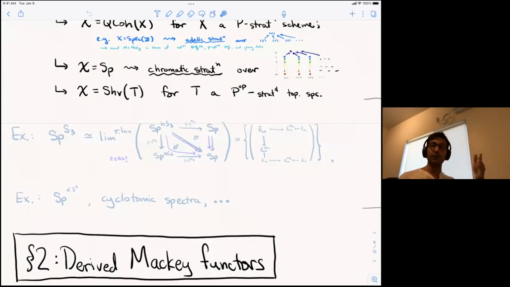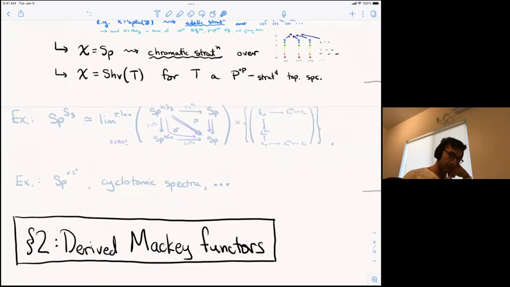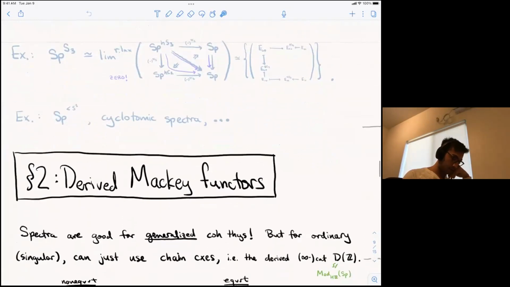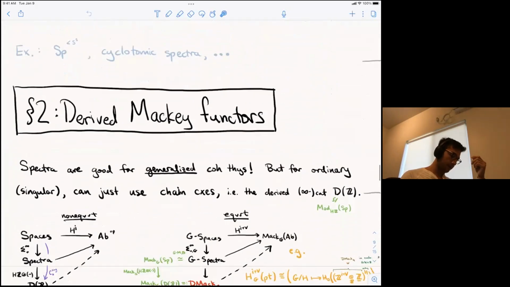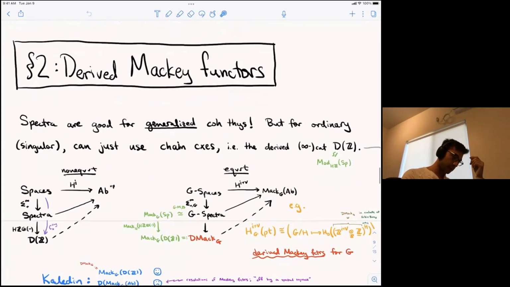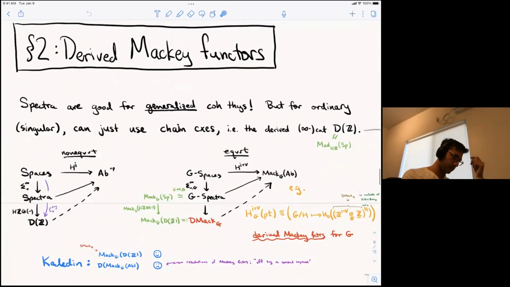And now I'll talk about derived Mackey functors. So now we're just talking about ordinary cohomology here. So spectra are all about generalized cohomology theories. But if we're just talking about equivariant ordinary cohomology, like singular cohomology, we can just use chain complexes. That's in the non-equivariant situation, AKA the derived category of Z. So here's the extension of the above diagrams.